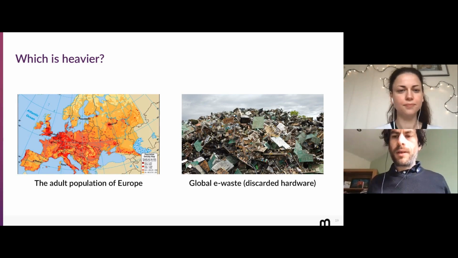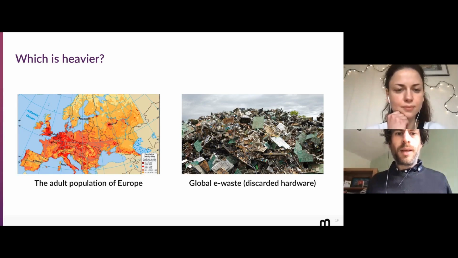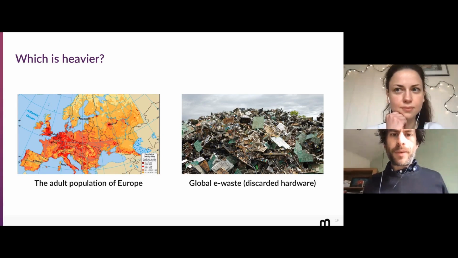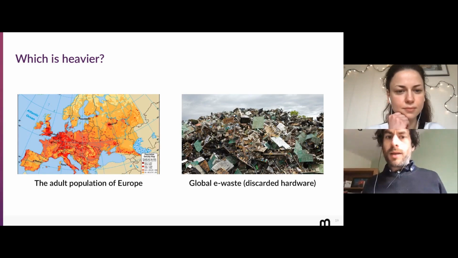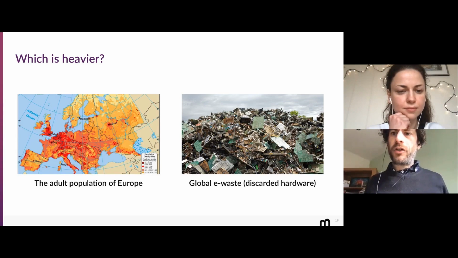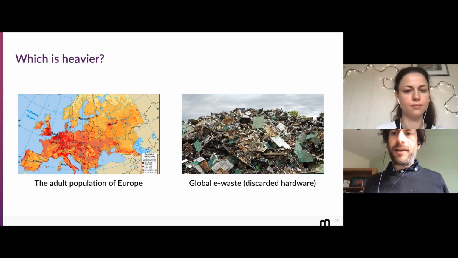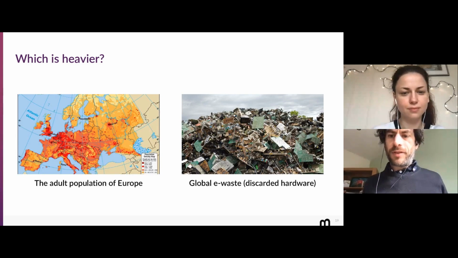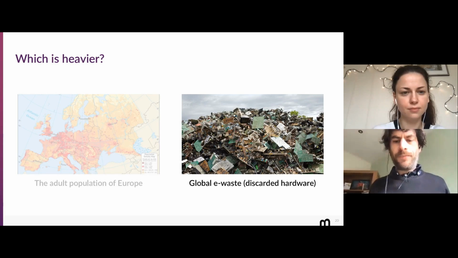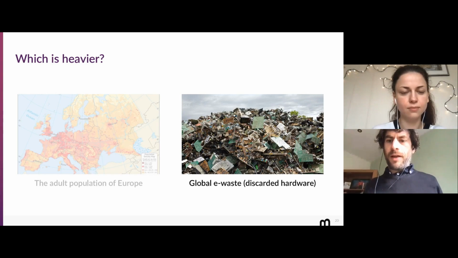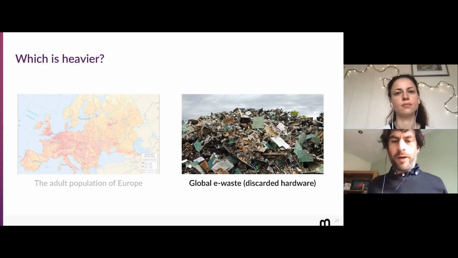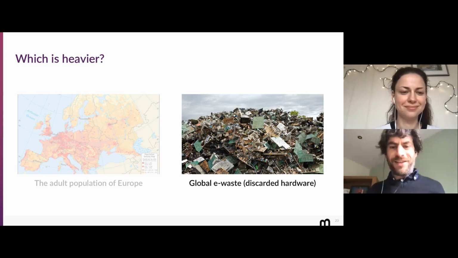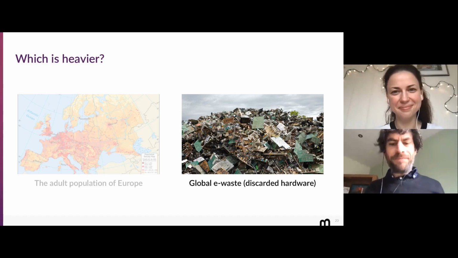Okay, great. Thank you very much. So again, looking at the results for that, 95% of you say that the global e-waste weighs more than the adult population of Europe. And again, it's a shame to say that that is also the case. So I guess what we either need to do is reduce the amount of e-waste or start eating more pies, just to tip the scales in the better direction.